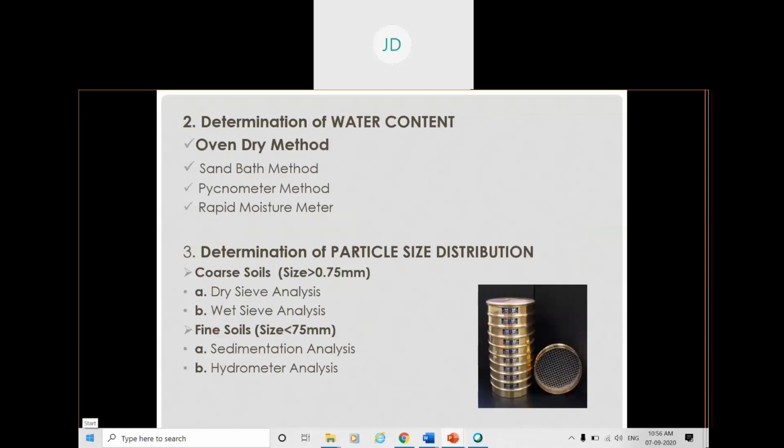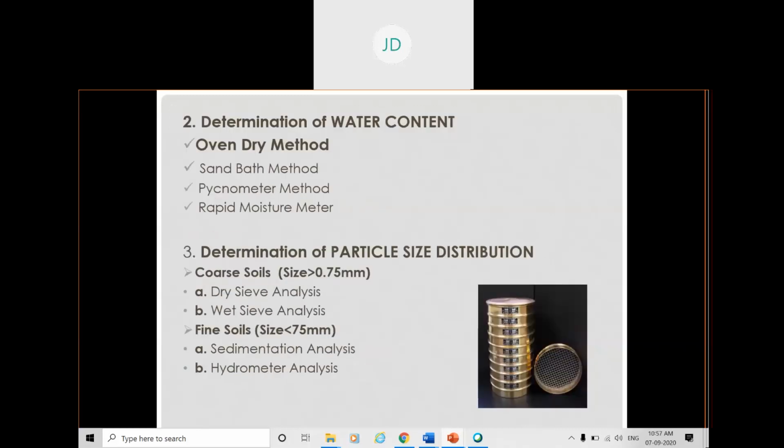For now, just keep in mind that particle size distribution can be determined by two methods: the first for coarse grain soils, the second for fine grain soils. We'll discuss these in coming classes. For coarse grain soil, we have dry sieve analysis and wet sieve analysis. For fine grain soil, we have sedimentation analysis or the hydrometer method. These are all related to particle size distribution, and how to find the grade of soil. We'll discuss what grade of soil is in coming classes.